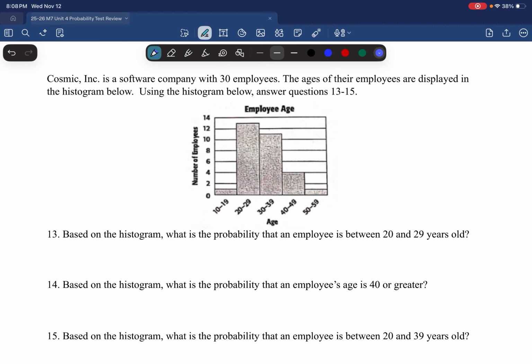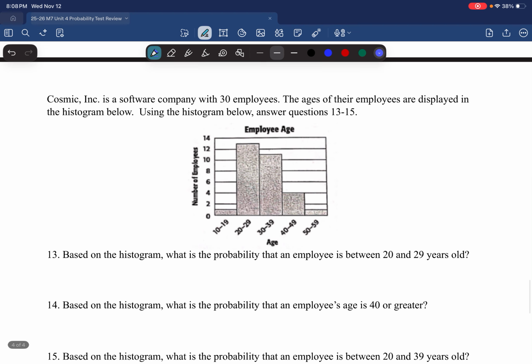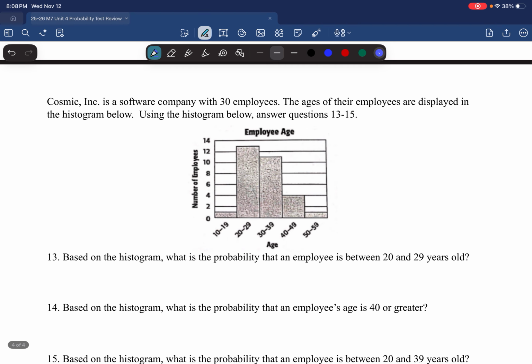All right, so this one, we are looking at histograms again. Hopefully you all remember histograms. That's one of the reasons I threw in that data cycle review. I think there should be a histogram or 2 on the test. So you need to remember how to do these. All right. So Cosmic Inc. is a software company with 30 employees. The ages of their employees are displayed in the histogram below. Using the histogram below, answer questions 13 through 15.